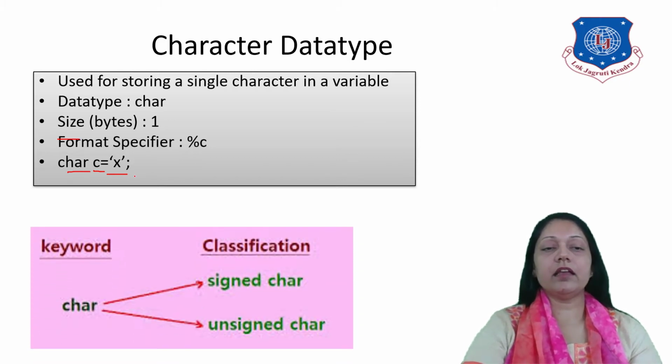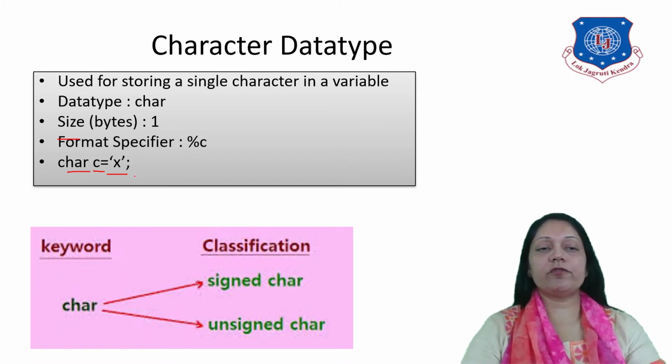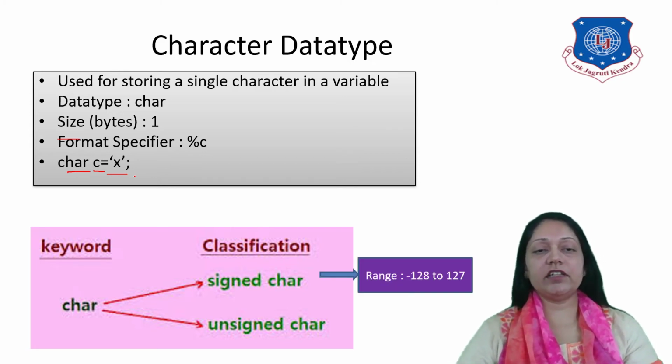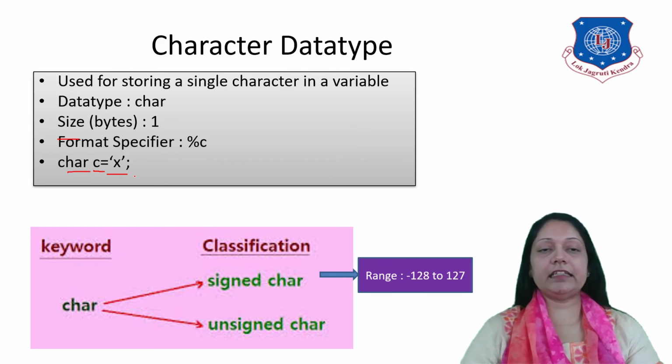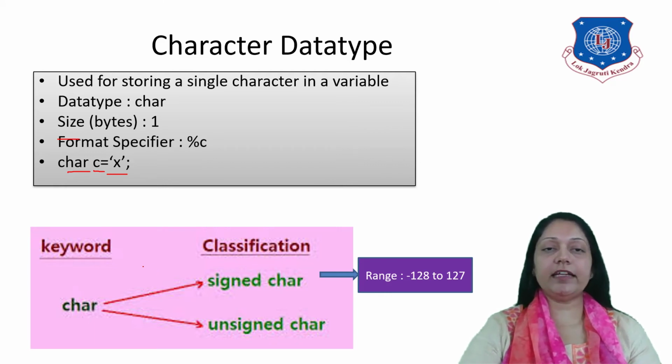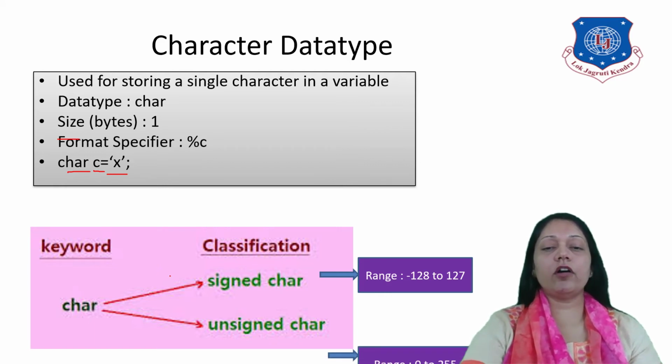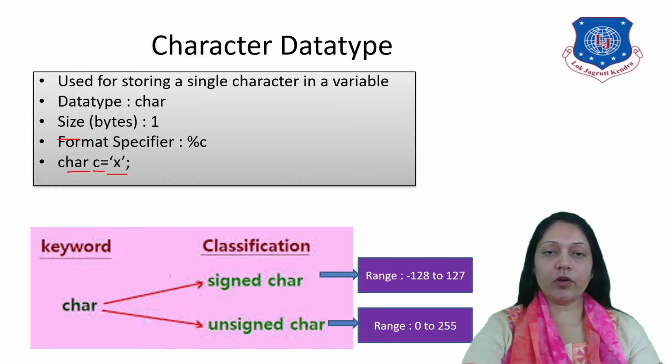So character data types can be signed or unsigned characters. Signed character means having positive as well as negative values. Means in a character data type you can store -5, -10 or +5, +10 values. But it would be stored in a character format, that is, its ASCII value would be converted into binary and stored in memory. So the range for character data type is -128 to 127, and for unsigned character it is positive values, means 0 to 255 is the range for it.